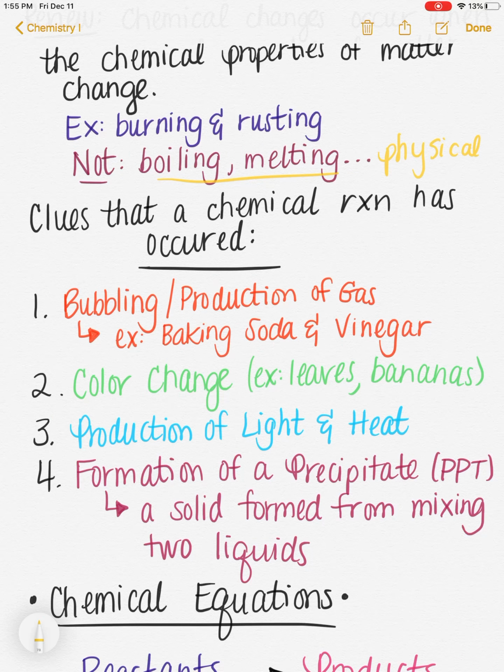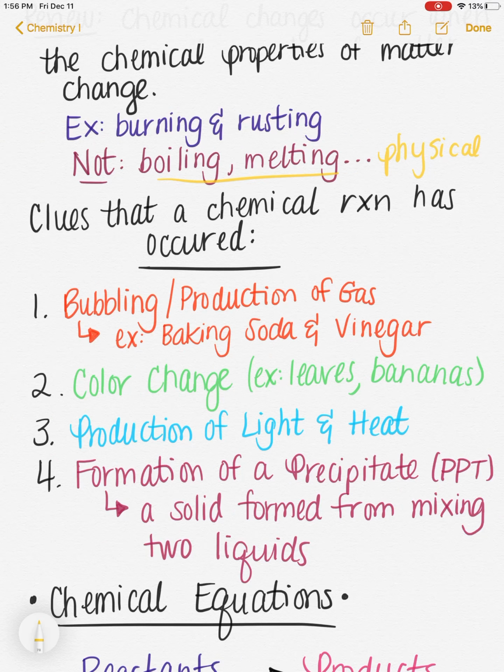If there's bubbling or a production of a gas, like when you mix baking soda and vinegar together, then that's a clue that you had a chemical reaction. Now be careful though, because boiling water will still bubble, but it's not changing the chemical makeup of the substance. A color change, like leaves in the fall, the leaves are actually dying, and that's why they are changing colors between their different pigments, the chlorophylls, the xanthophylls, and all of that.